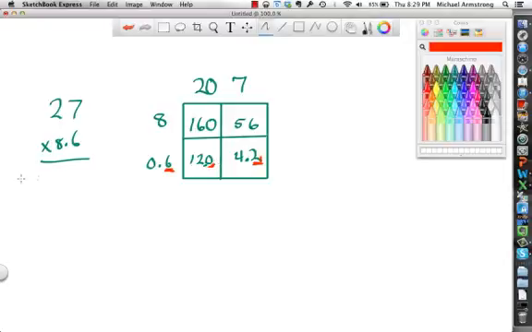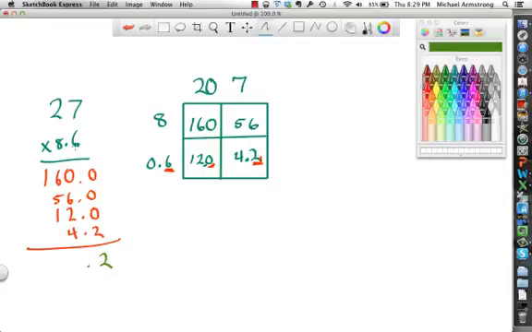Okay, then I'm going to add 160 plus 56 plus 12.0 plus 4.2, and again making sure you get everything lined up. If you don't line it up, it does not work. It actually is going to cause you lots of problems. 6, 10, 12, carry the 1, 12, 13, carry the 1, and this becomes 232.2 if I did it right and if I didn't make any mistakes.